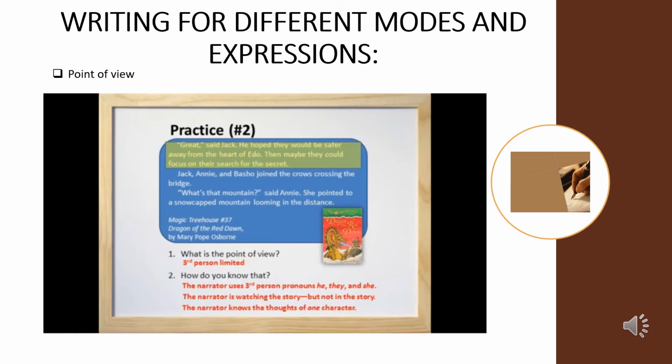Now, what about the other characters, Annie and Basho? Jack, Annie, and Basho joined the crows crossing the bridge.